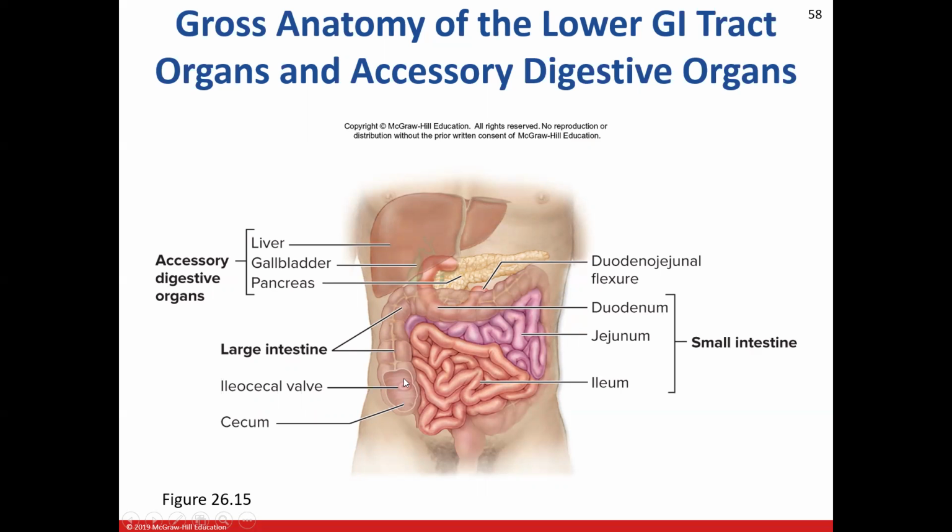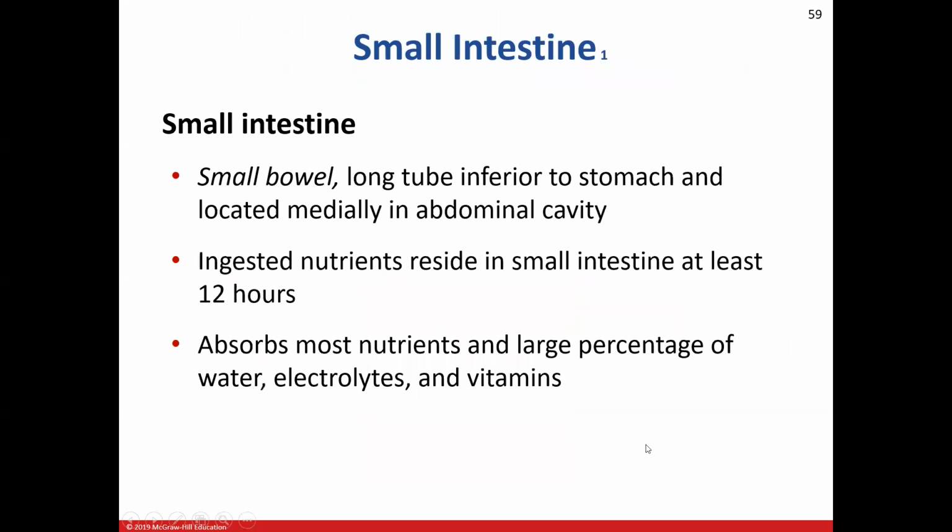All right, those chyme contents mixed in with all the digestive enzymes here, and we'll continue to try to absorb as much water, electrolytes, and vitamins, okay, as it moves through the large intestine as we start to compact it here in the rectum prior to its elimination from the body. All right, so let's get into some of the details of the small intestine, okay?